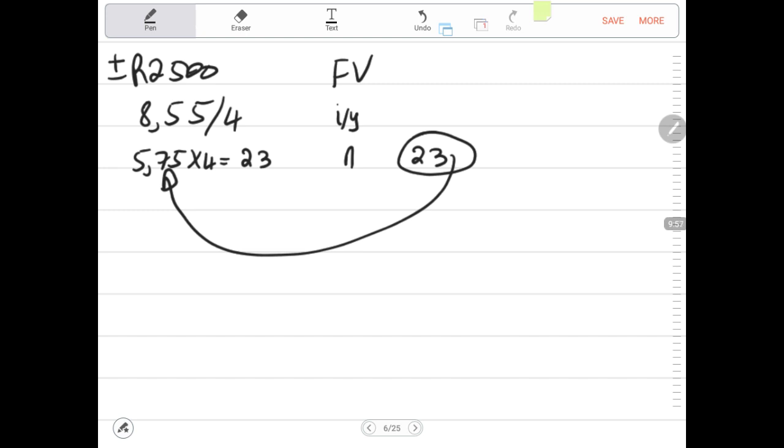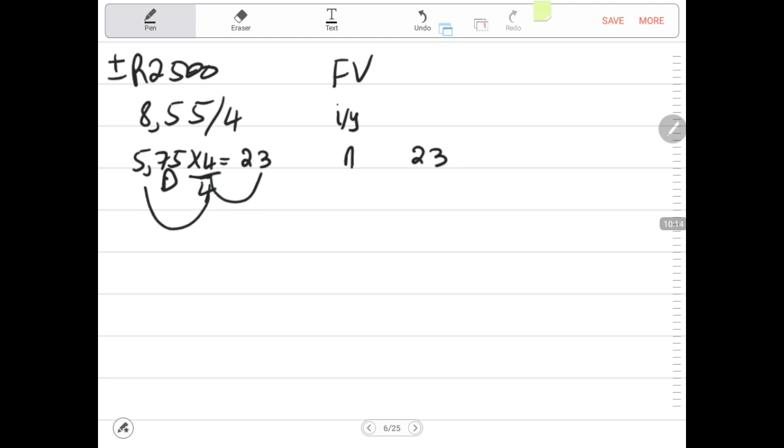So now what do we do in this case? We need to divide by the number of compounds in a year, because in this case we multiplied by 4 in order for us to get to 23. So we need to divide by 4 in order for us to get back to the number of years.